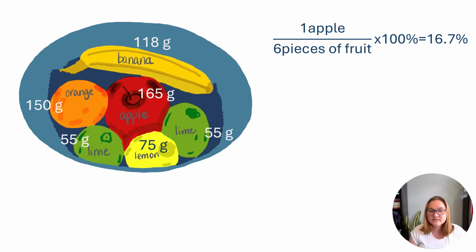Instead of a count in my denominator, I'm going to have a sum of the masses of these 6 pieces of fruit in my denominator. If you could see them better, you too could add all of these individual mass values up and come up with 618 grams. Now the single apple has a mass of 165 grams. We're going to multiply this fraction that we would get by 100%, and we would determine the percentage.